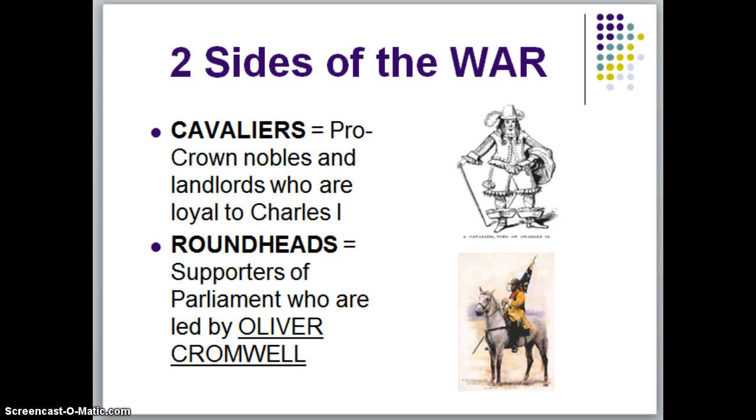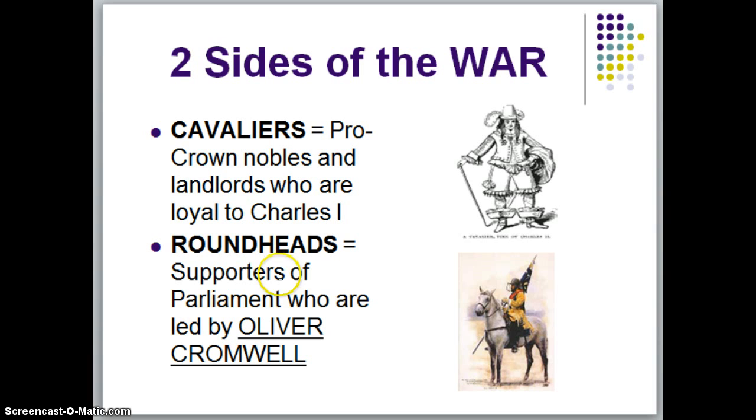So, there are going to be two sides to this war. You are either a Cavalier or you were a Roundhead. Cavaliers are pro-crown. They are for the king. These are the king's men. They're going to dress pretty much like this picture on the field. They are not going to look like soldiers in a war. They're going to dress really fancy. These are Cavaliers. They are for the king.